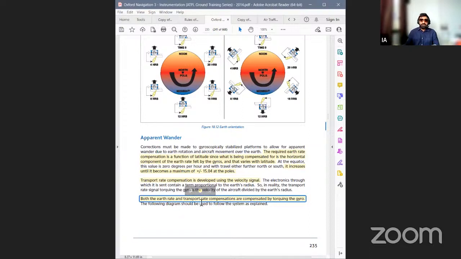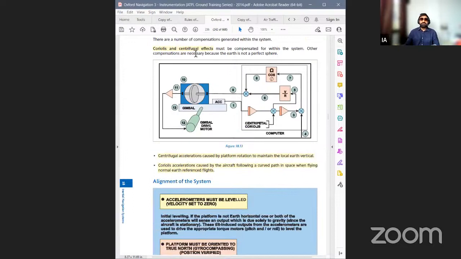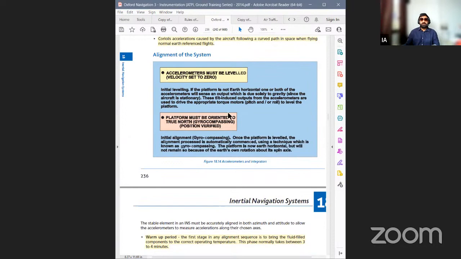If somebody asks how earth rate and transport rate are compensated, you say by torquing the gyro. Using a torque motor, we compensate for it. Coriolis effect, centrifugal effects, like we have seen in the basic gyro. Platform rotation can cause the local earth vertical to shift, so we maintain the local earth vertical here. Coriolis acceleration is caused by the aircraft following a curved path in space. So just definitions are given to you. You can make a note of it right now.